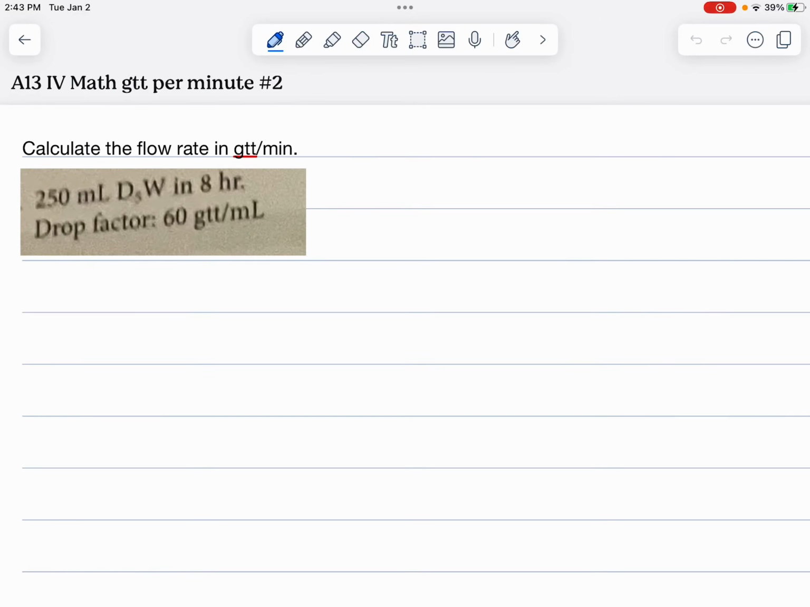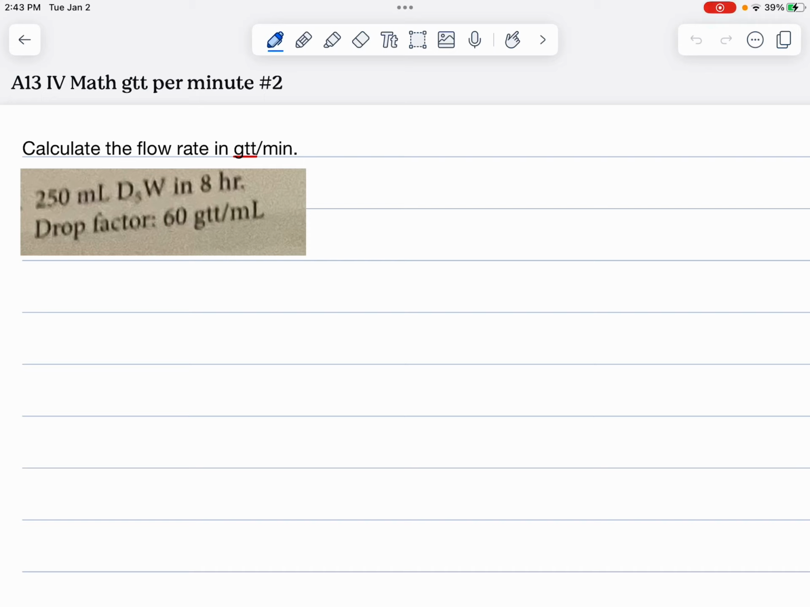Okay, so here's another example of a drop per minute problem. The directions are the same. Calculate the flow rate and drops per minute. So for this particular problem, we have 250 milliliters of D5W, so that's 5% dextrose in water in 8 hours, and the drop factor is 60 drops per milliliter. So that is going to be a micro drop or micro drip tubing.